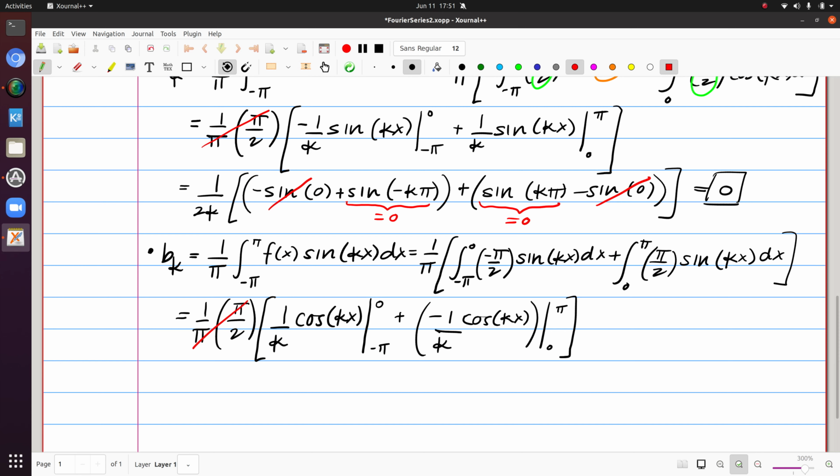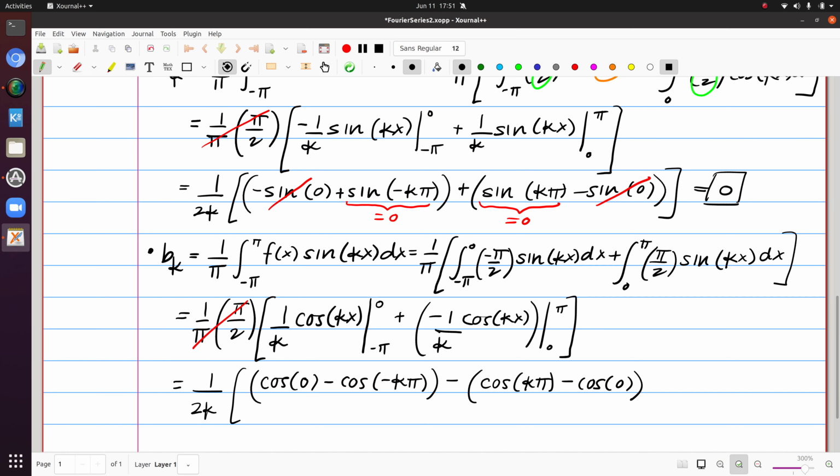We can cancel the pi's. I can factor out the 1 over k so that I have 1 over 2k. And then let's evaluate what we have left. So I'm going to have here a cosine of 0 minus cosine of negative k pi. And then we're going to subtract cosine of positive k pi minus cosine of 0.